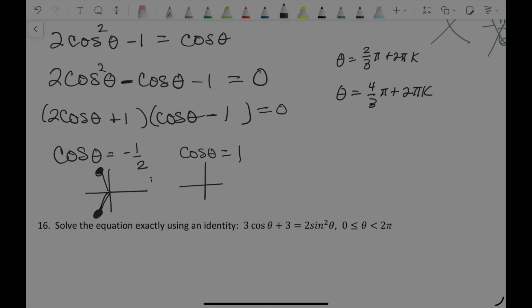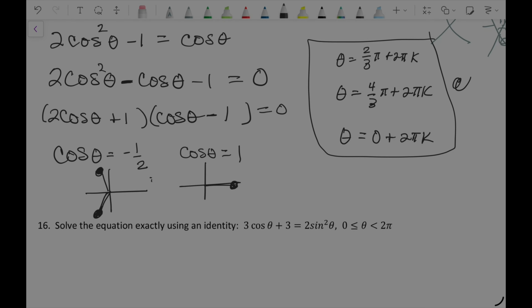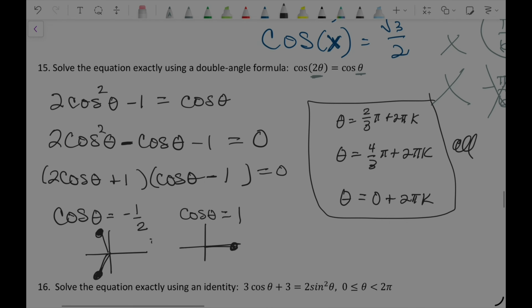When does cosine theta equal positive 1? Well, that's only going to happen here. And that is going to happen when theta is equal to 0, 2 pi, 4 pi, right? So how about just a 2 pi k? Yes, you could certainly put 0 plus 2 pi k, okay? Now this is all the solutions. And it looks like that's what they're looking for. They're not specifying a certain interval. So here we go, using a double angle formula.